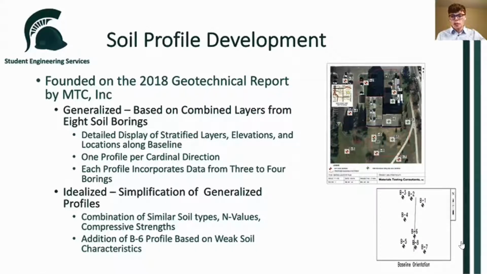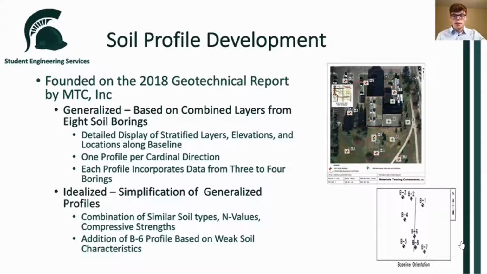Each profile provides a detailed display of several key factors, including the stratified layers, elevations, and locations along the central baseline. While these certainly represented the nature of the soil beneath the surface, they were too complex for design purposes. Thus, each one underwent a simplification process, which combines similar soil types, SPT N values, and compressive strengths. Additionally, the individual layers were flattened based on average elevations to ease calculations down the road.